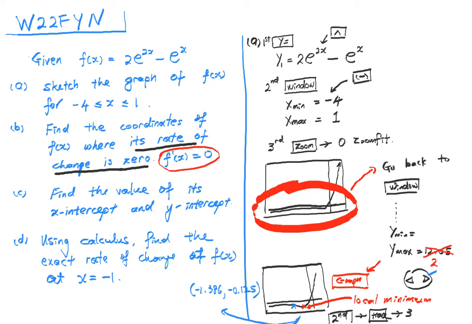Okay, so I will do part B by using calculus. My function is f(x) = 2e^(2x) - e^x. So now, first, you must get the gradient function. Do you know how to get the gradient function? That means you have to get your f'(x). So everyone now try to differentiate this.